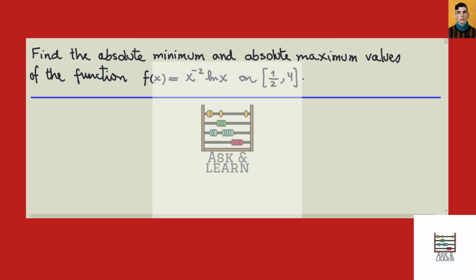So first we know that this function is continuous on the given interval because the point x equals 0 is not there, and in fact the natural logarithm is defined for positive values of x, but here we have an interval which is completely on the positive values of x.